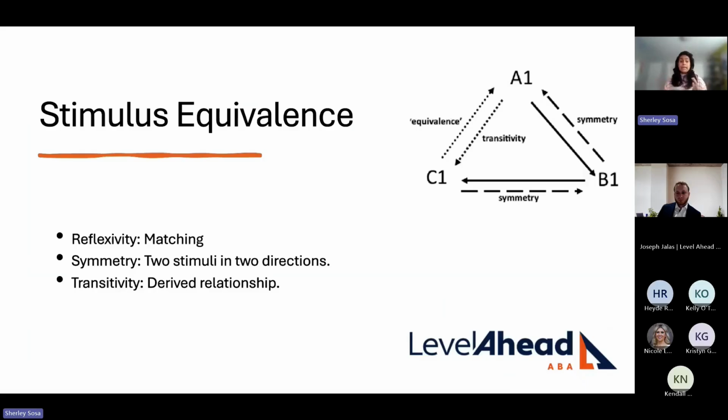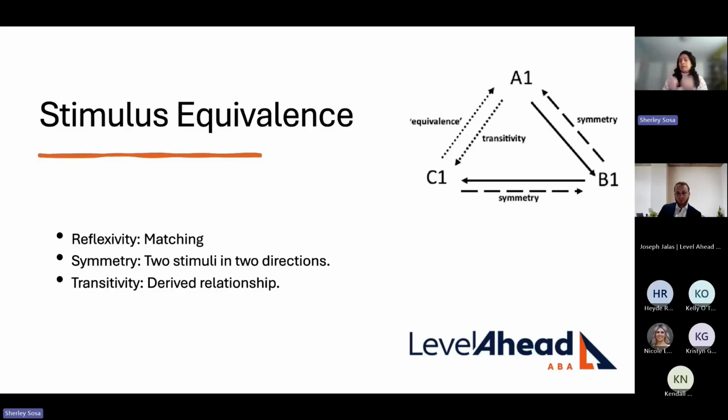The first step in this is reflexivity, and this is matching to identical stimuli. We have A to A. If we want to step up a little bit, we will go to another basic relationship that is called symmetry. And this is a relation between two stimuli in two directions. This could be A to B, B to A, B to C, or C to B. And this is also called mutual entailment. As you can see here, the kids are starting to do some 2D, 3D associations or relations there.